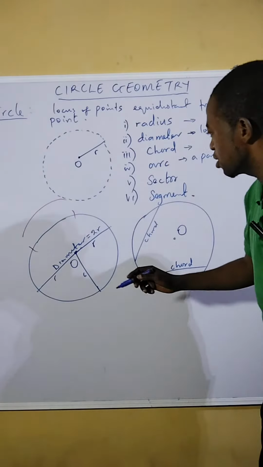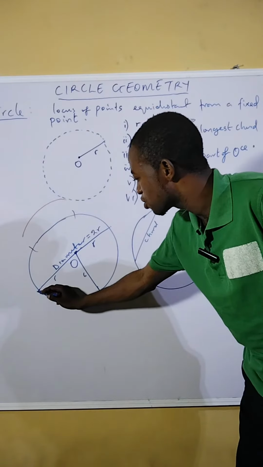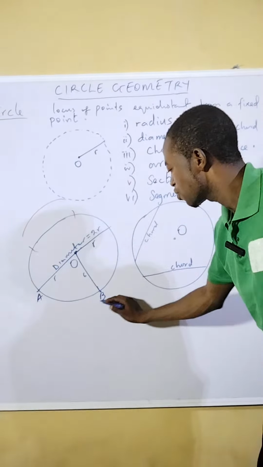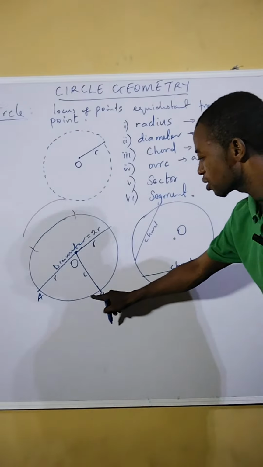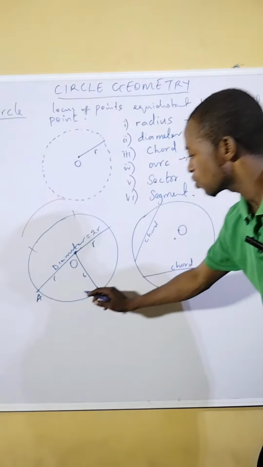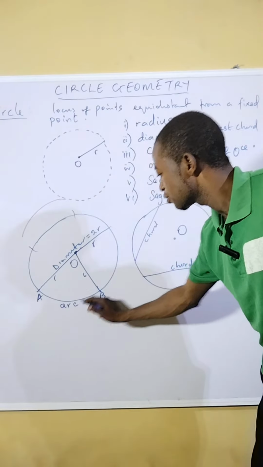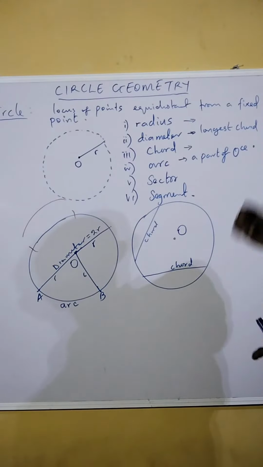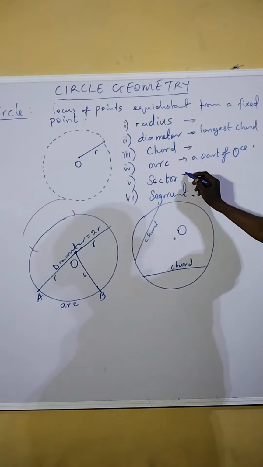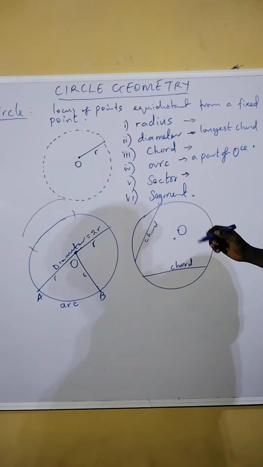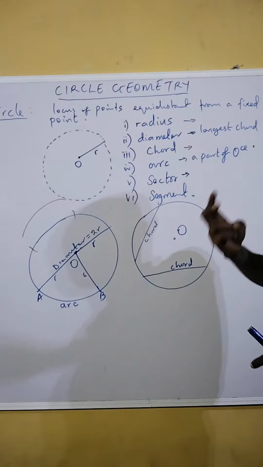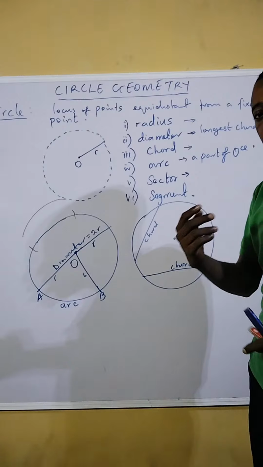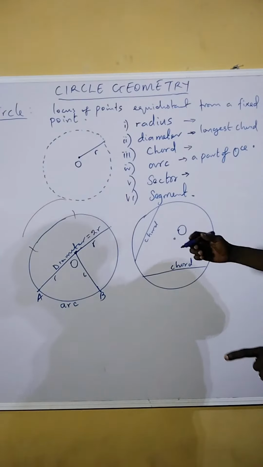Of course, we can label here from here to here. I label it as AB. So from A to B here, this curve is what is called an arc. An arc is a part of a circumference, okay? Now, what's a sector? A sector is a region between two radii and an arc. Two radii and an arc form what is called a sector.